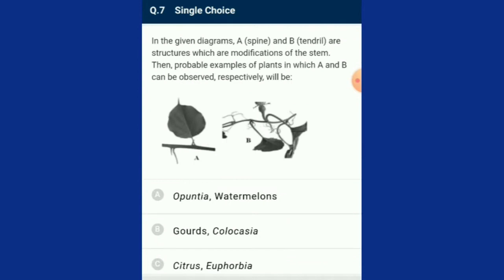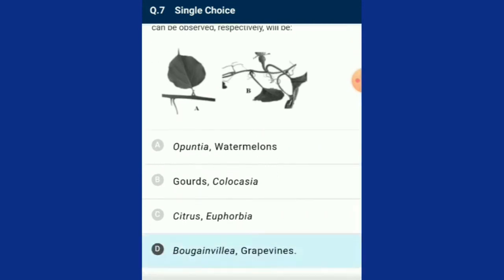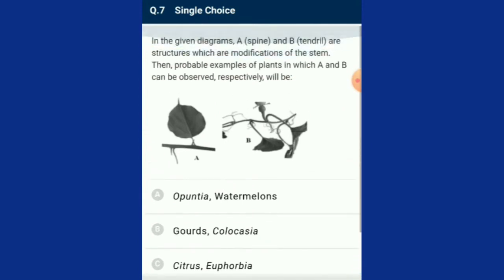Question number 7. In the given diagram, A and B are structures which are modifications of the stem. Then probable examples of plants in which A and B can be observed respectively will be. See the diagrammatic representation. The first one is bougainvillea. The second one is grapevine. Underground stems may be modified to store food. Examples: potato, turmeric, ginger, colocasia, zaminkand, etc.